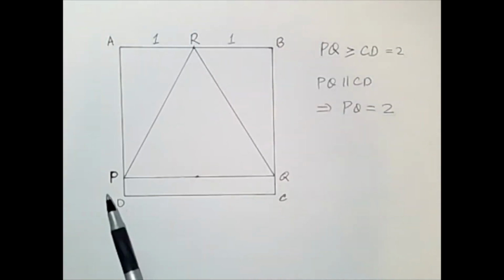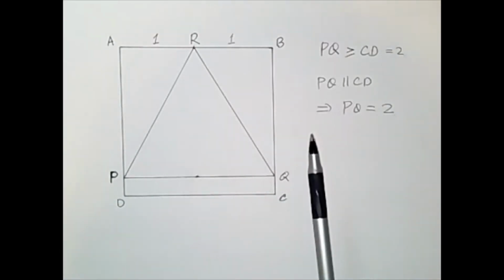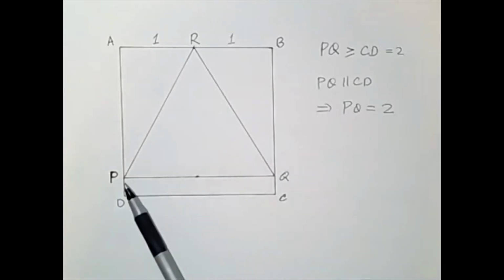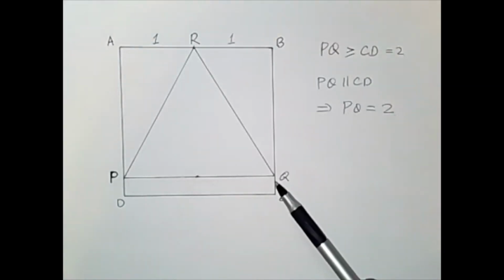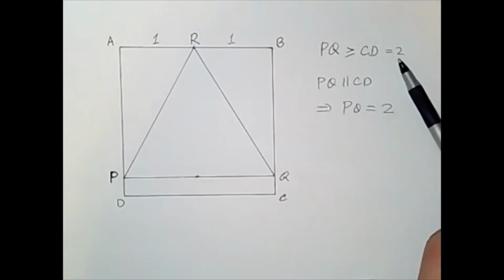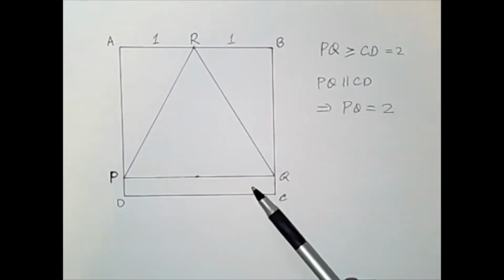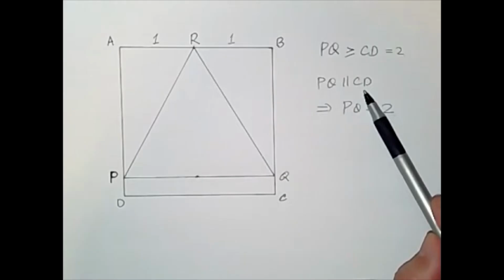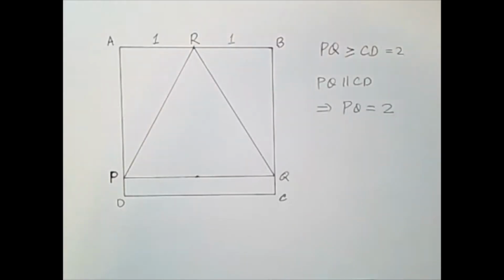This way, we make P and Q symmetric on the opposite side. And you can easily see the triangle PQR is an equilateral triangle. It is also the smallest one. Why? In general, if P and Q are on the opposite side, then PQ should be greater than or equal to CD, which is 2. However, in this case, PQ is parallel to CD, which means PQ is exactly the smallest number, 2.